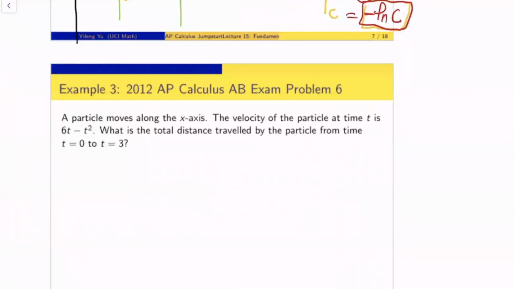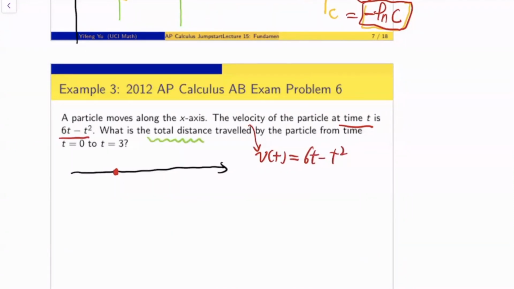Suppose a particle moves along the x-axis, and the instantaneous velocity at time t is 6t minus t squared. So the velocity function is 6t minus t squared. In particular, it's not constant, so it changes, which is why I call it instantaneous speed. The question is, what is the total distance traveled by the particle from time t equals 0 to t equals 3?